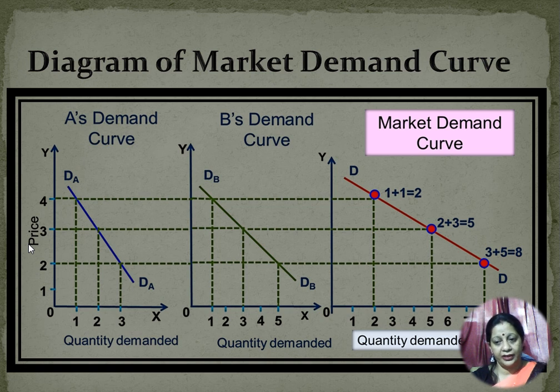So if we talk about the individual demand curve, that means we are talking about the consumption of one single customer of one single commodity at different prices. And if we talk about the market demand curve, that means we are talking about more than one customer consuming the same commodity at different prices. So this is known as the market demand curve.